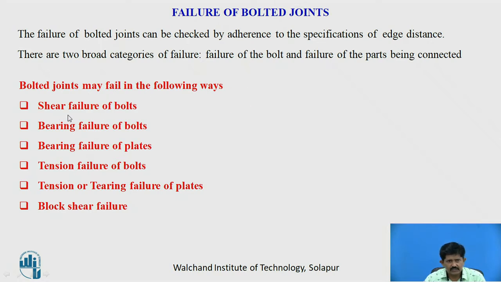First one is shear failure of the bolt. Second one is bearing failure of the bolt. Third one is bearing failure of the plates. Fourth one is tension failure of the bolt. Fifth one is tension or tearing failure of the plates. And sixth one is block shear failure.